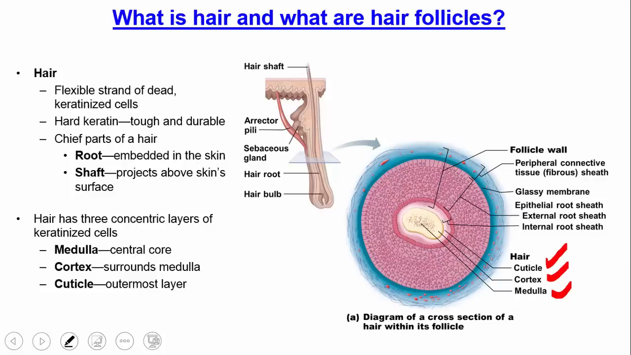The cuticle is part of the hair that is a single layer of cells, and it's very heavily keratinized. And because of that, the cuticle protects these bottom two layers here, right? The cortex and the medulla.